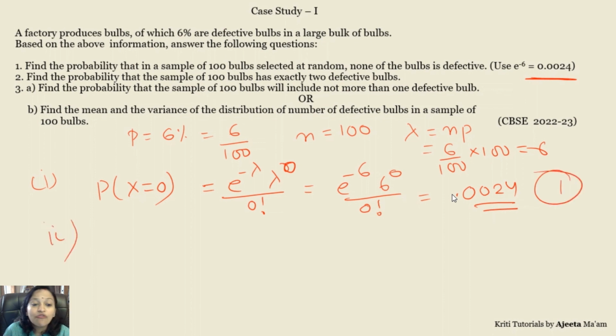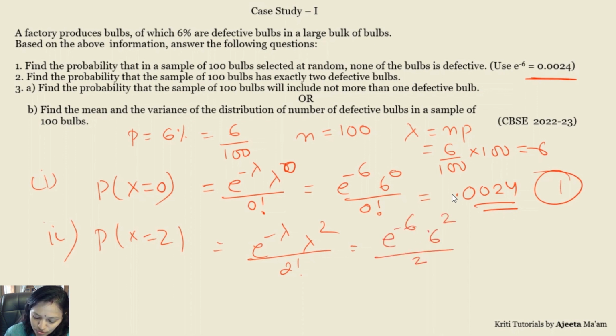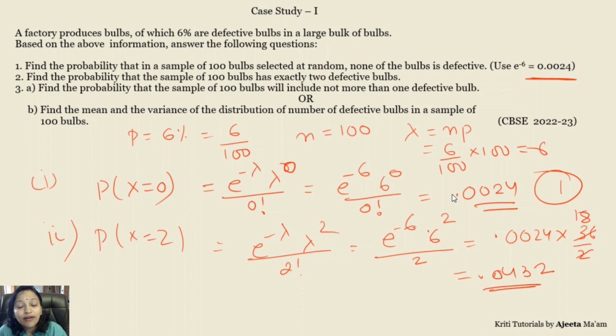Now the next is, find the probability of a sample of 100 bulbs has exactly 2 defective bulbs. So P of x is equal to 2. So e raised to minus lambda, lambda square upon 2 factorial. e raised to minus lambda is this. So 6 square upon 2. So what is it? 0.0024 into 36 upon 2, that is 18. So if you multiply 24 with 18, what do you get? 0.432. Right? 4 places after the decimal it will come. So that's again for 1 mark. Half mark for formula, half for calculation.